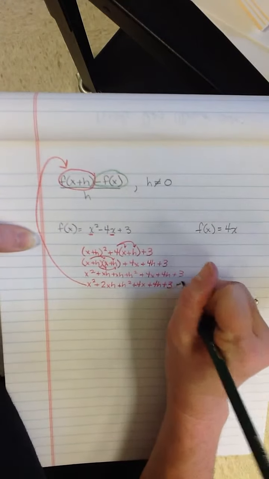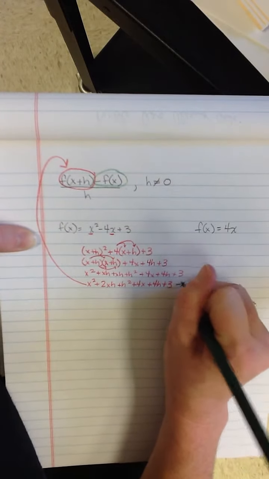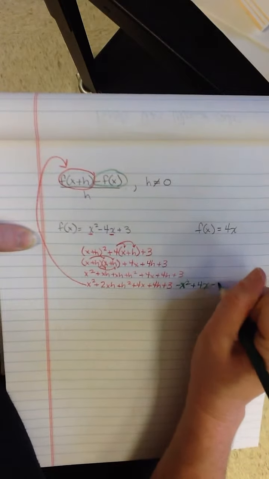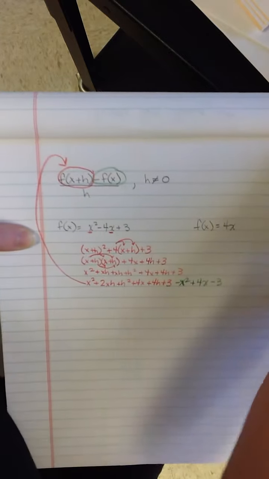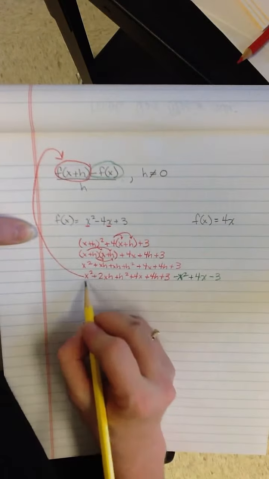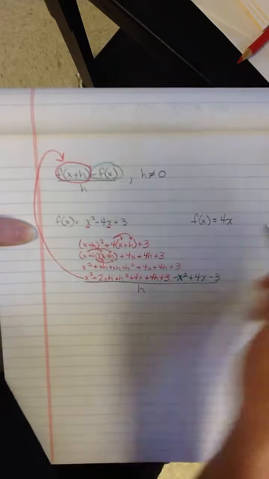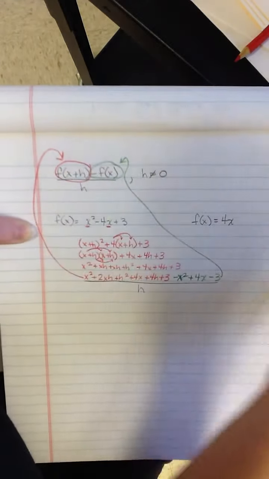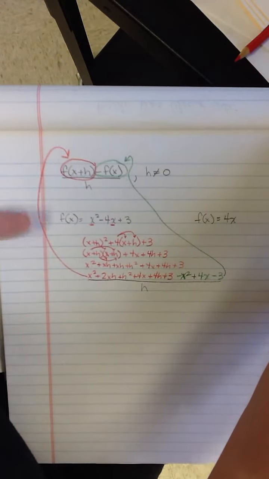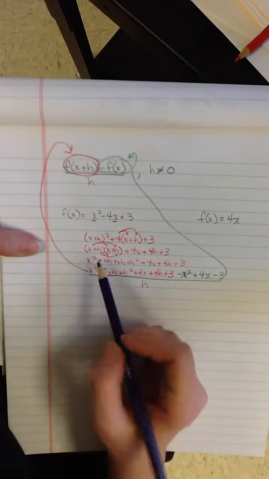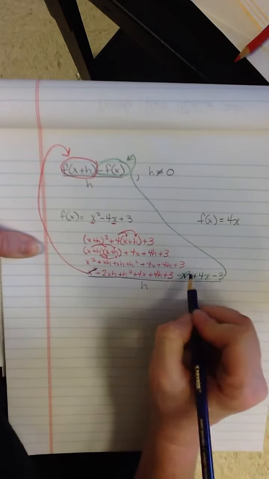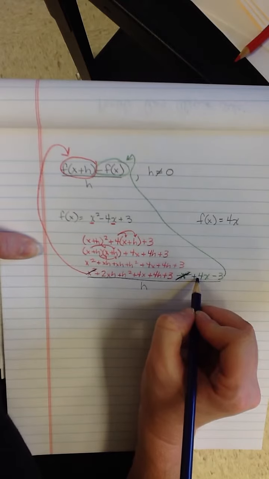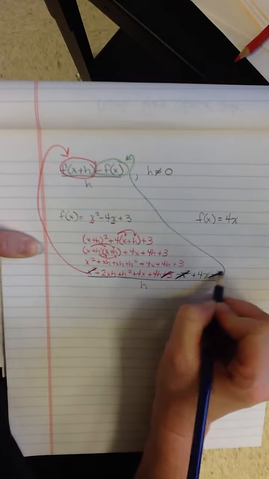So it's going to be negative x squared plus 4x minus 3. And all of that is still over h, because this part right here represents that. And now I can simplify if there are things that will combine. So right here, my x squareds will cancel. My negative 4x and my positive 4x will cancel. And my 3 and my 3 will cancel.